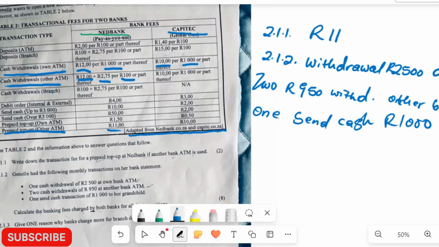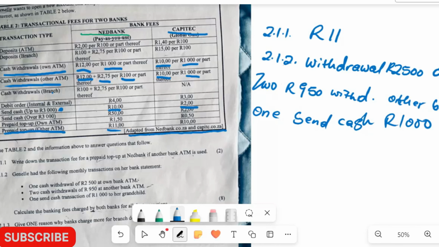And lastly, 1 cash transaction. Oh, okay. Yeah, we forgot to check that the Capitec side is still 10 rands per 1,000 rands or part thereof. And lastly, 1 cash transaction of 1,000 rands to a grandchild. So when you send cash of up to 3,000 rands, so she didn't reach 3,000 rands because she only sent 1,000 rands. That means Netbank would charge her 10 rands and Capitec would charge her 2 rands.